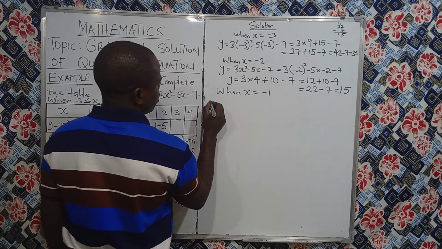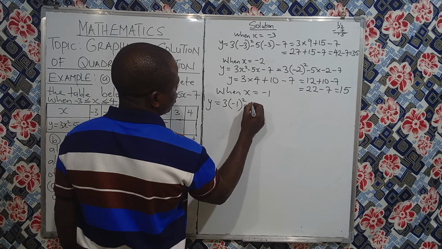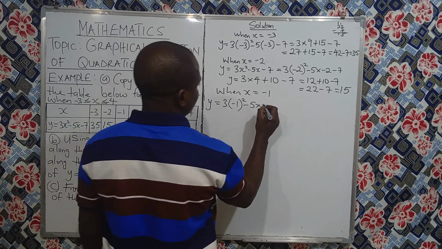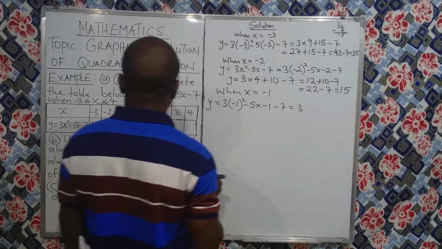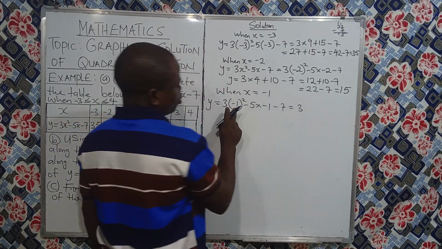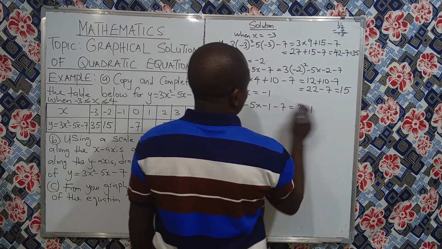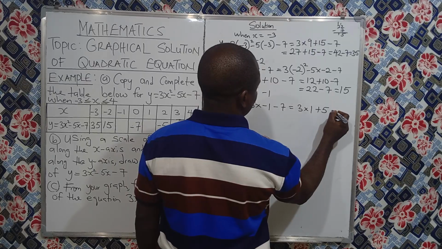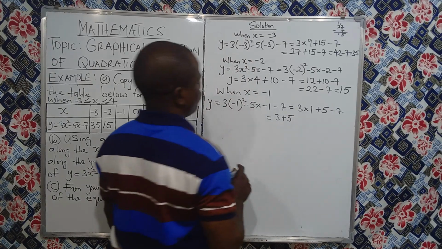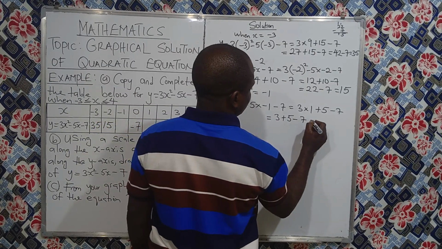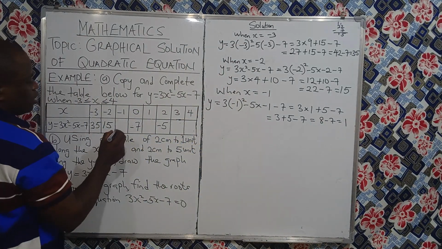When x equals minus 1, what's our y? y equals 3 multiplied by minus 1 squared, minus 5 times minus 1, minus 7. We're using this equation. Minus 1 squared means minus 1 times minus 1, which is 1. Minus 5 times minus 1, that's plus 5, minus 7. Equals 3 times 1, that's 3, plus 5 minus 7, which is 3 plus 5, that's 8, minus 7, which is 1. This is 1.